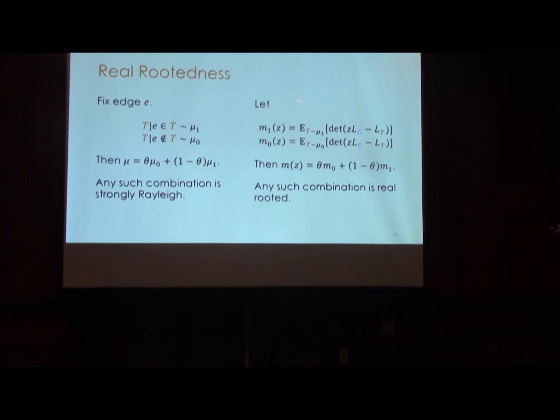Now compare this to the mixed polynomials that we get. Consider the mixed polynomial where the distribution is mu1, and m0 be the mixed polynomial when the distribution is mu0. Then the actual mixed polynomial that I have is also a convex combination of these two polynomials. And because of these facts that I've said on the left, you can show that any convex combination of m0 and m1 would be real rooted if I prove that m of z is real rooted.